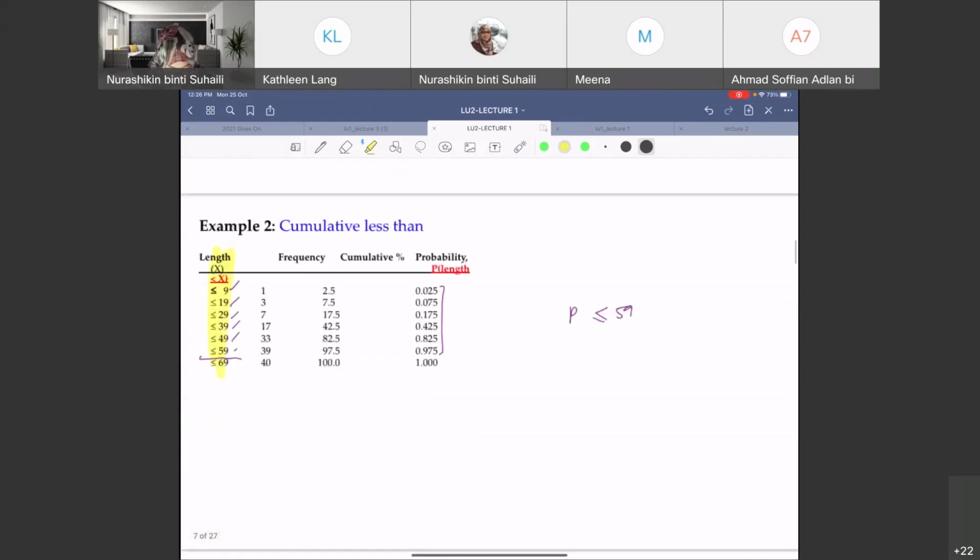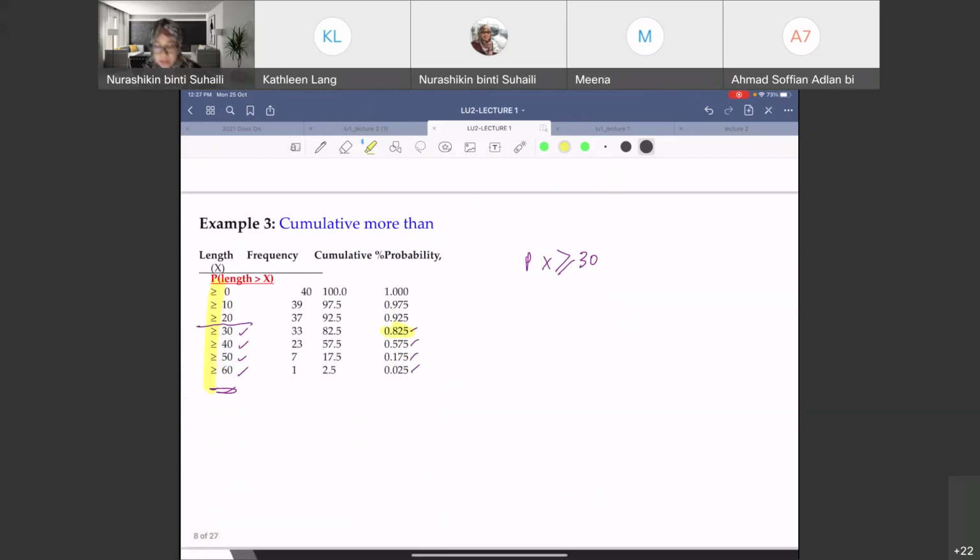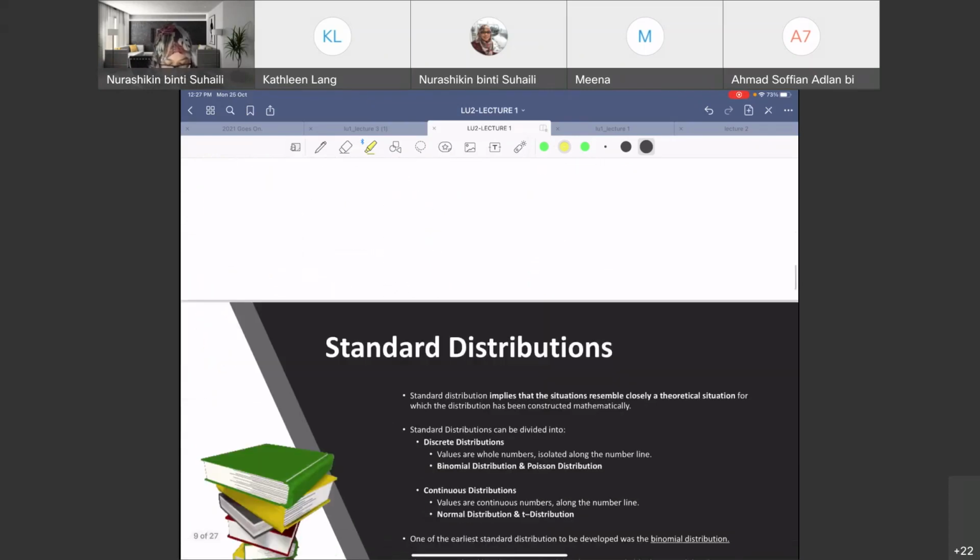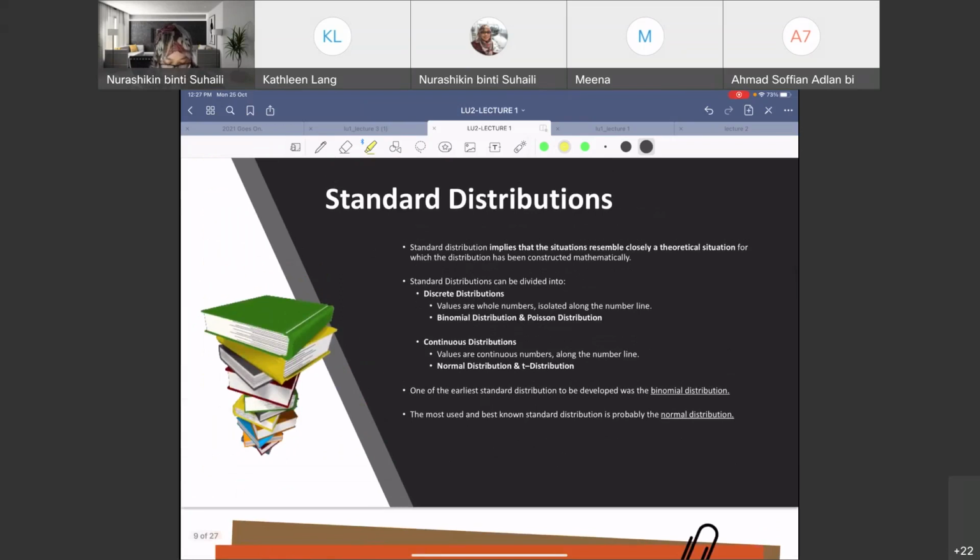That's quite straightforward. I think you have covered, you have studied probability in your school as well. Yeah, so it's just a revision for you. Right, now we move to the standard distribution.